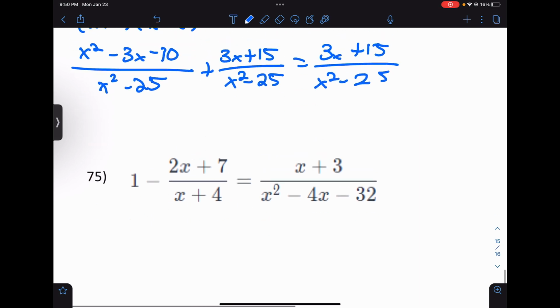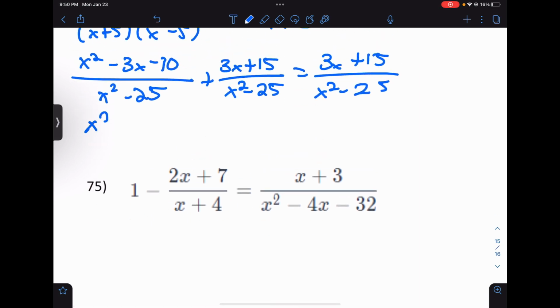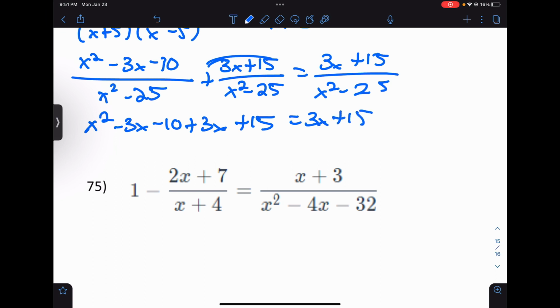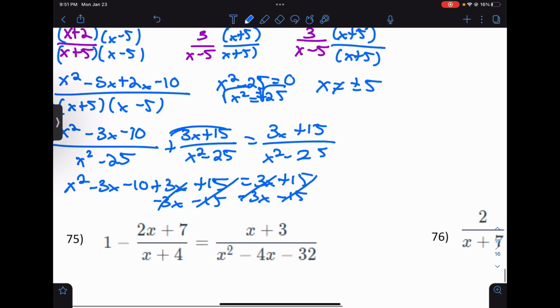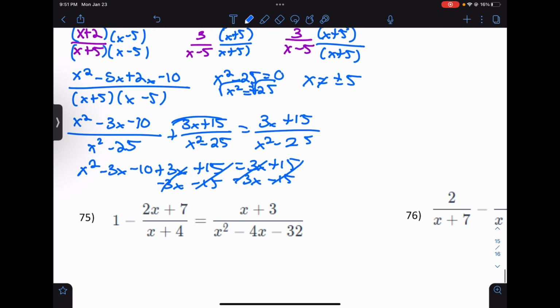So I'm going to get x squared minus 3x minus 10. It's a plus sign, so I get plus 3x plus 15 equals 3x plus 15. So one thing I could literally just do is cancel these out. Minus 3x, minus 3x, minus 15, minus 15. Goodbye, goodbye. And we end up with x squared minus 3x minus 10 equals 0.